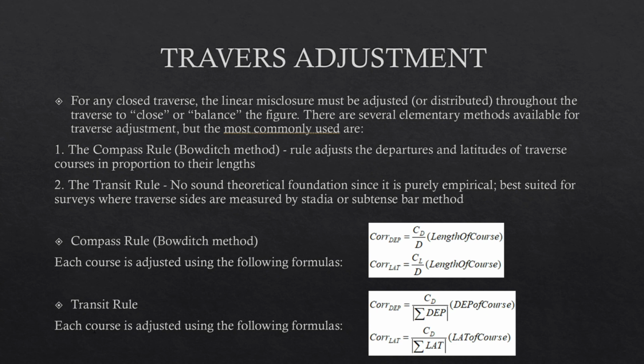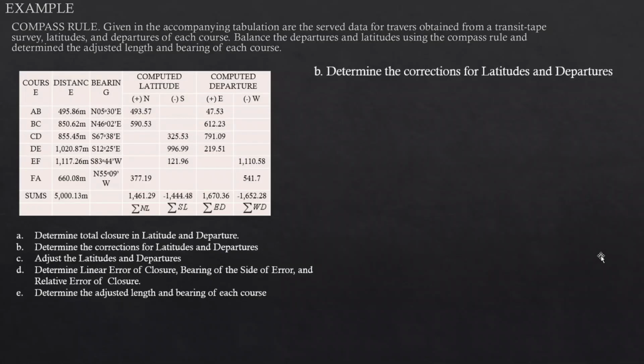While sa transit rule naman, each course is adjusted using the following formula. Correction sa departure is equal to CD over absolute value ng summation of departure times departure of course. Then correction of latitude is equal to CL over absolute value ng summation of latitude times latitude of course. Okay. So, tandaan nyo lang yung formula na yan dito sa traverse adjustment natin.